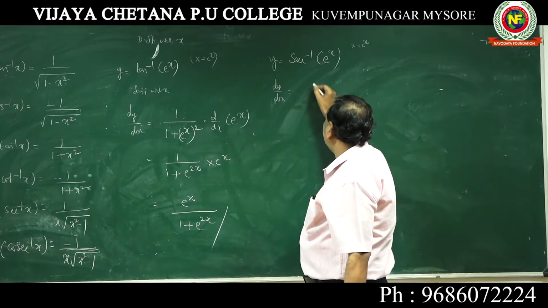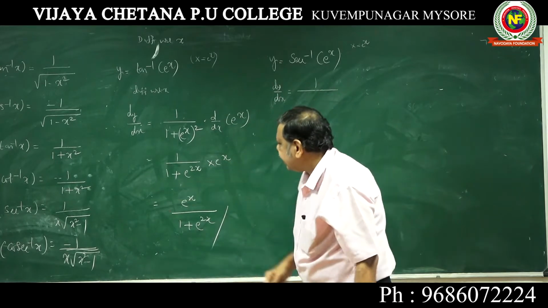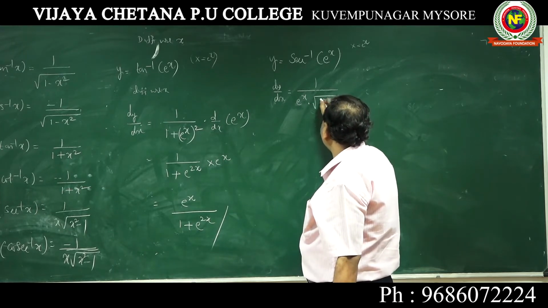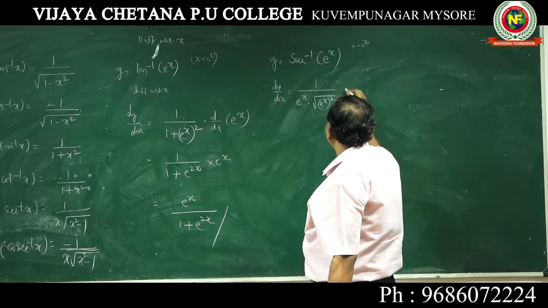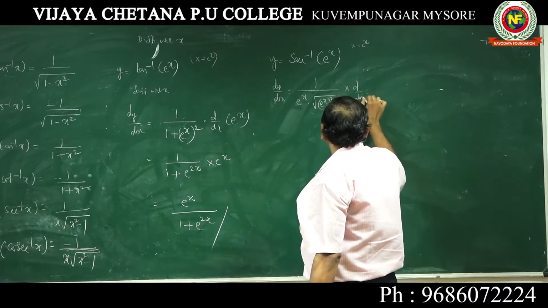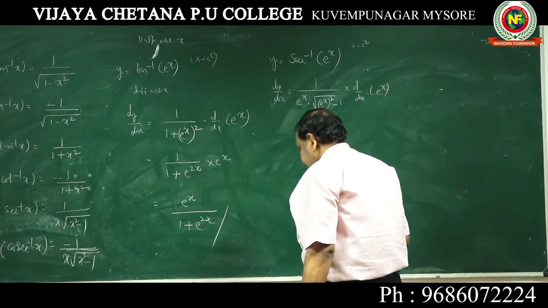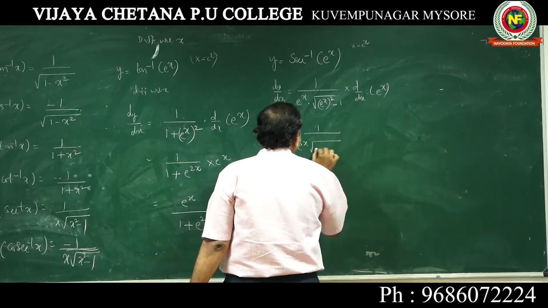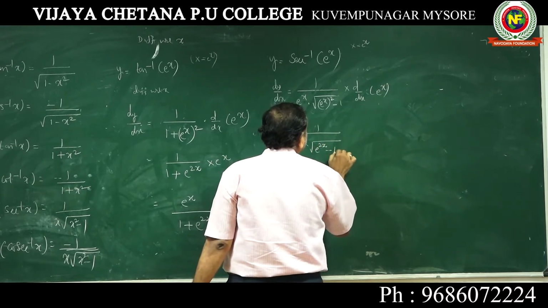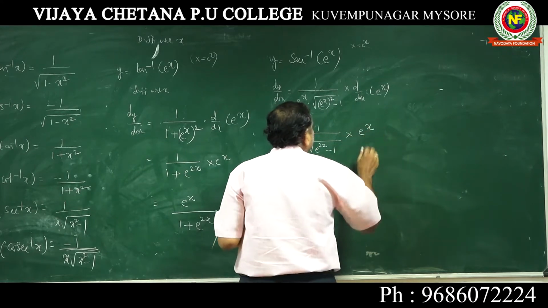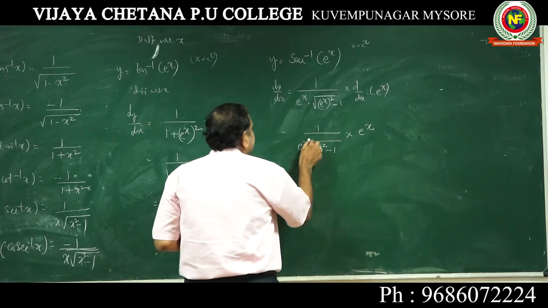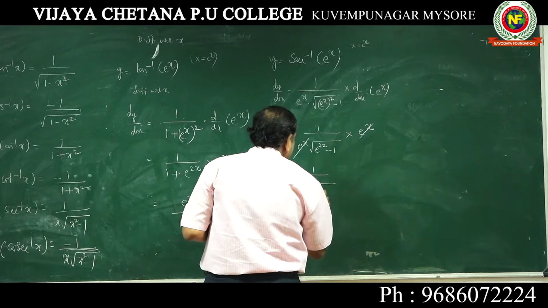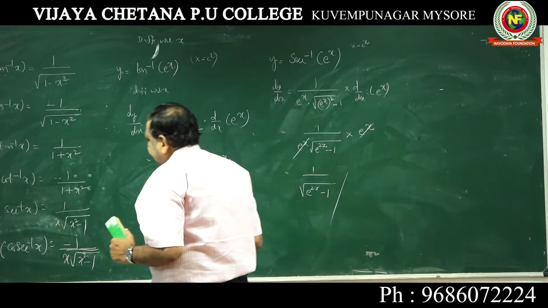So it is 1 over e power x into square root of e power x whole square minus 1, since instead of x, e power x is there, into d/dx of e power x. That is 1 over e power x into square root of e to the power of 2x minus 1, into e power x. The differential coefficient of e power x is e power x. You can cancel e power x with e power x. The answer is 1 over square root of e to the power of 2x minus 1, and this is the final answer.